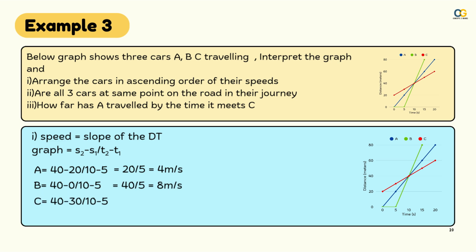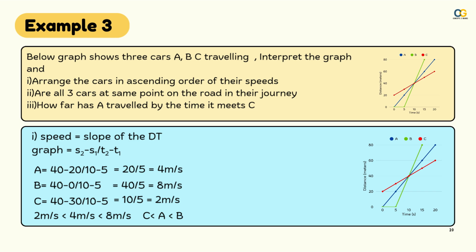C has gone from 30 to 40 in the interval 5 to 10. Hence, it will be 10 by 5, which is 2 meters per second. So the ascending order of their speeds will be 2 meters per second, less than 4 meters per second, less than 8 meters per second, which is nothing but C is less than A is less than B. So that is the ascending order of their speeds.